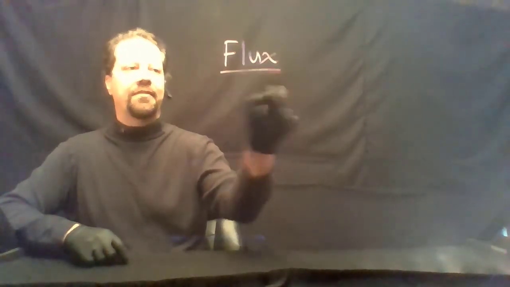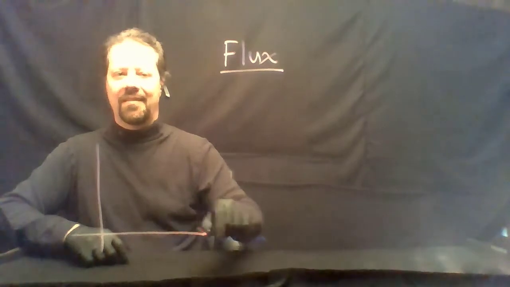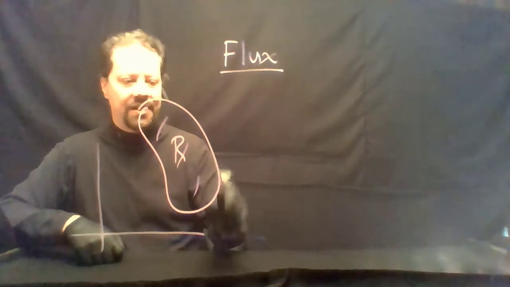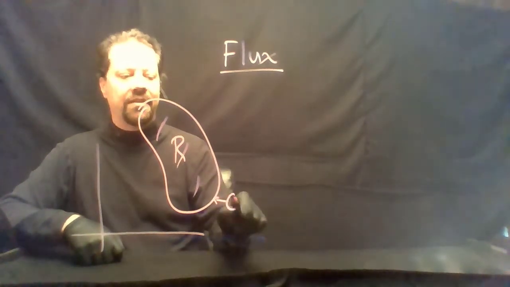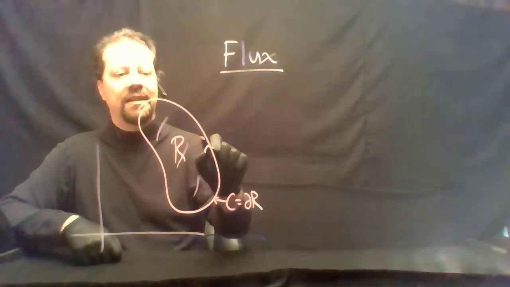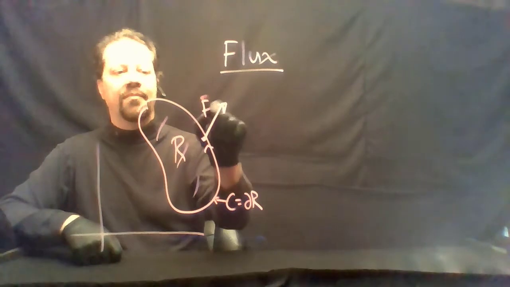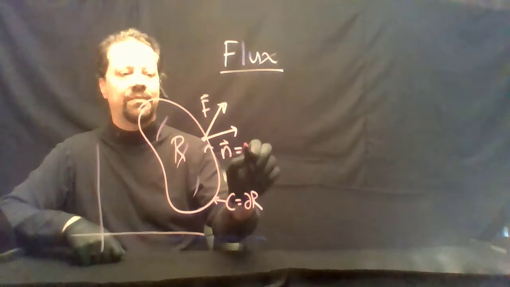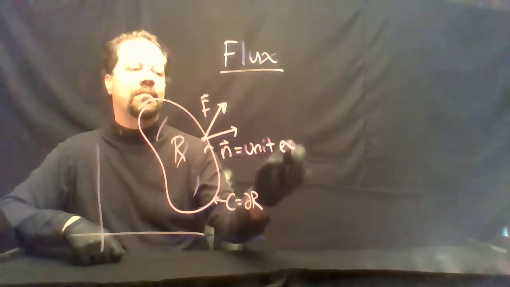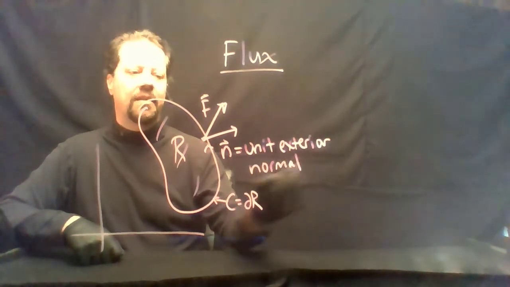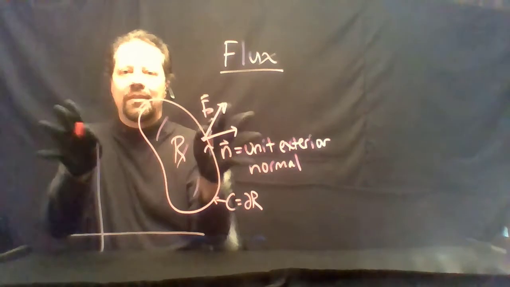Before proceeding to examples, I want to define the concept of flux. In this case, again, we have some generic kidney-shaped region. The boundary curve is the boundary of the region. It's parameterized in a counterclockwise fashion. If you have some vector field F, we can project onto a unit exterior normal to get the tendency to go out of the region.